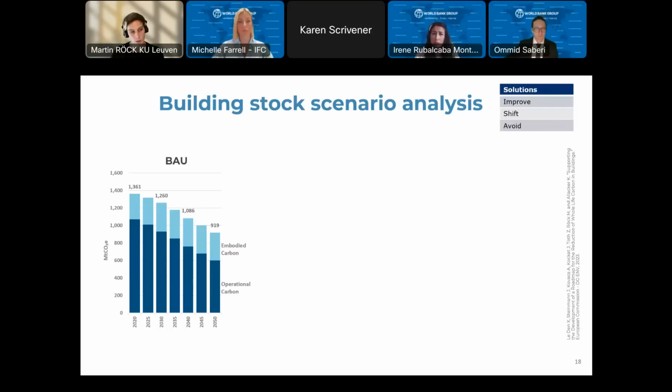Overall, it's a downward trend, but it's by no means as rapid as we would need to see. If you remember the first slide that I showed, the kind of rapid emission reduction that we need to see is not yet here.